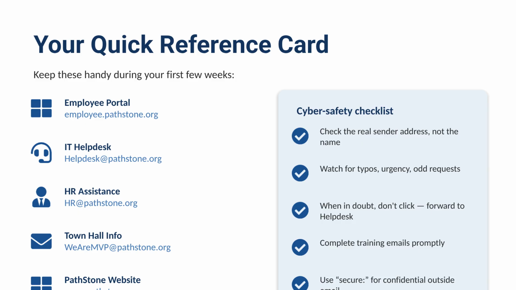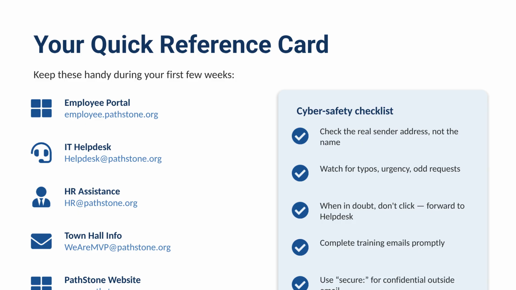This is your cheat sheet, so feel free to take a screenshot if you'd like. On the left are the 5 contacts you'll probably use most: the employee portal address, the IT help desk, HR, the town hall info address, and our public website. On the right is a quick cyber safety checklist that pulls together everything we just covered.